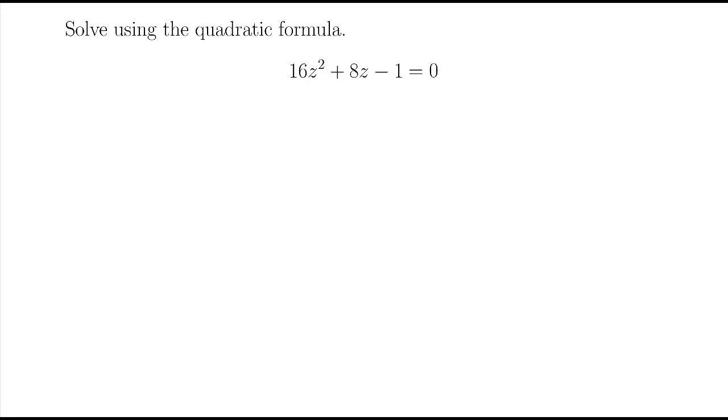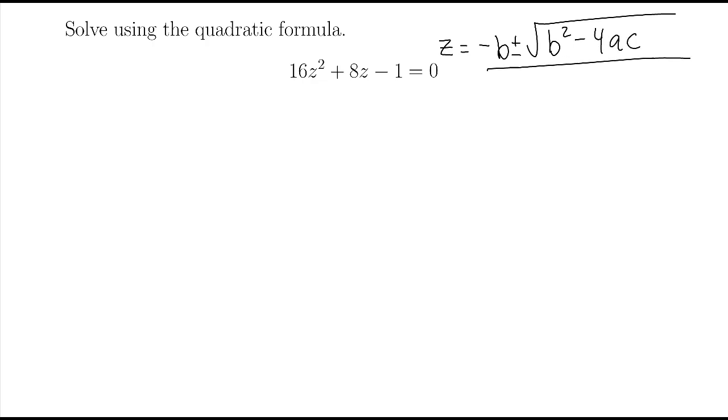Let's solve the equation using the quadratic formula. Okay, first of all, let's write out the quadratic formula. It says that z is equal to negative b plus or minus the square root of b squared minus 4 times a times c, all over 2 times a. Okay, so here we have this formula.